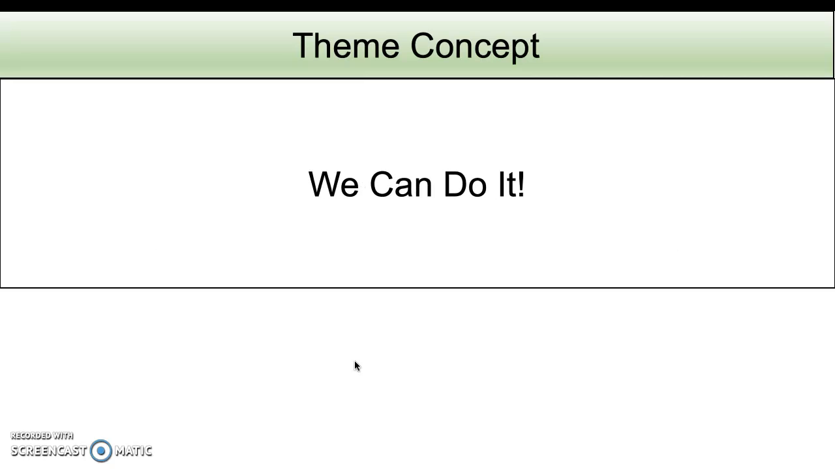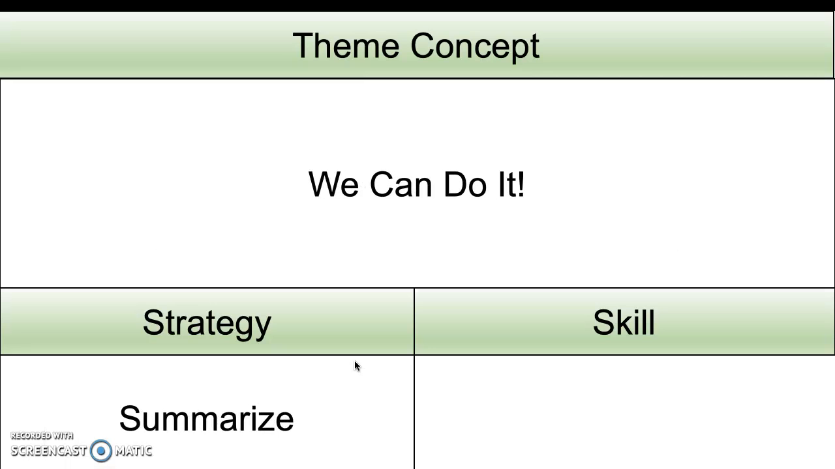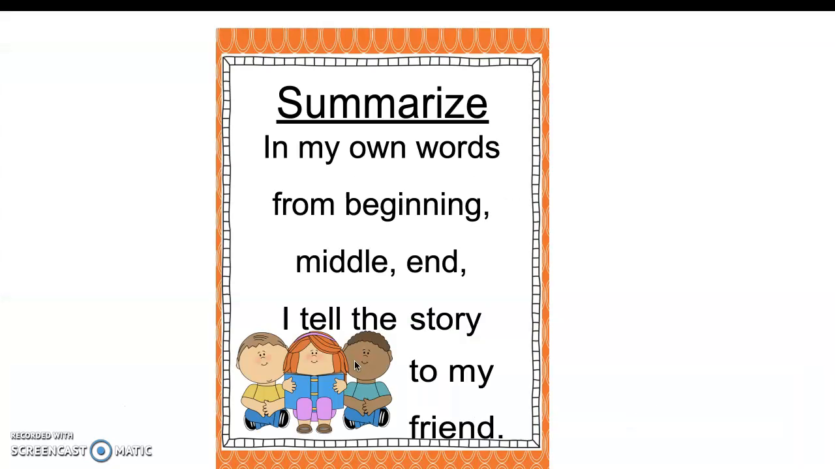Our theme concept is we can do it. Our strategy is to summarize, and our skill is sequence of events. Let's go ahead and say this together. Here we go. What does it mean to summarize? In my own words, from beginning, middle, end, I tell the story to my friend.